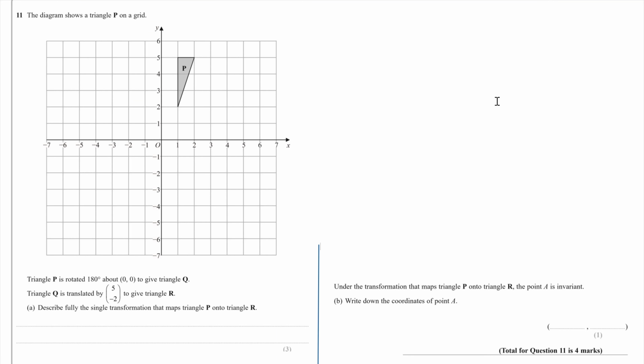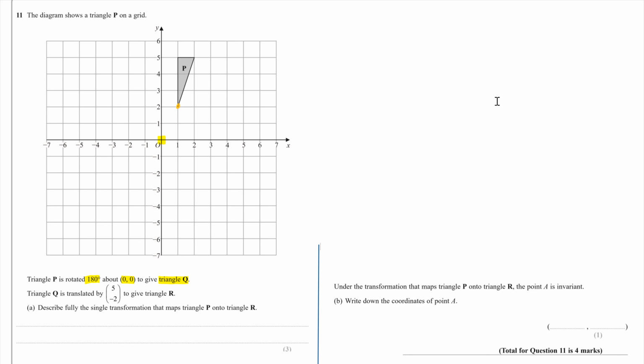Question 11. Triangle P is rotated 180 degrees about 0, 0 to give triangle Q. Triangle Q is translated by 5 minus 2 to give triangle R. Describe fully the single transformation that maps triangle P onto triangle R. Triangle P is rotated 180 degrees about 0, 0.